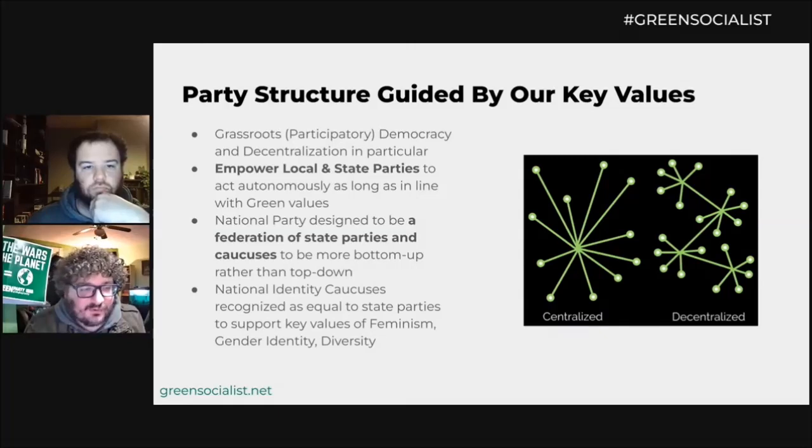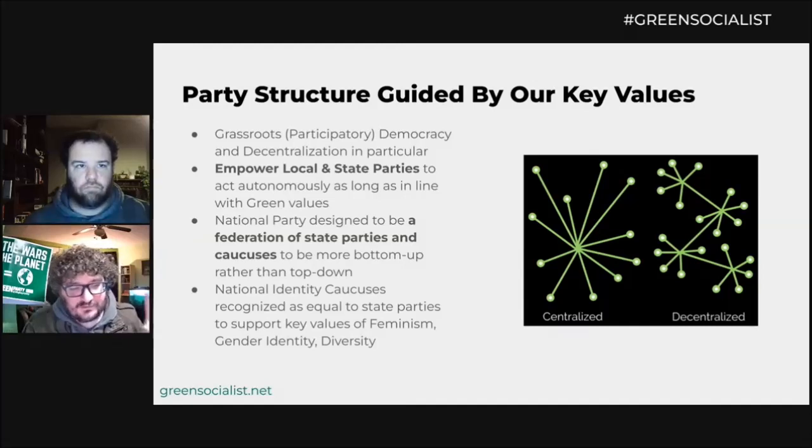In addition to state parties, we've also formed a number of identity caucuses to make sure that groups that are historically marginalized in U.S. politics have more of a say within the Green Party, that we can make sure that those voices and views are being heard more. So we'll talk more about that in a minute. Next slide, please.